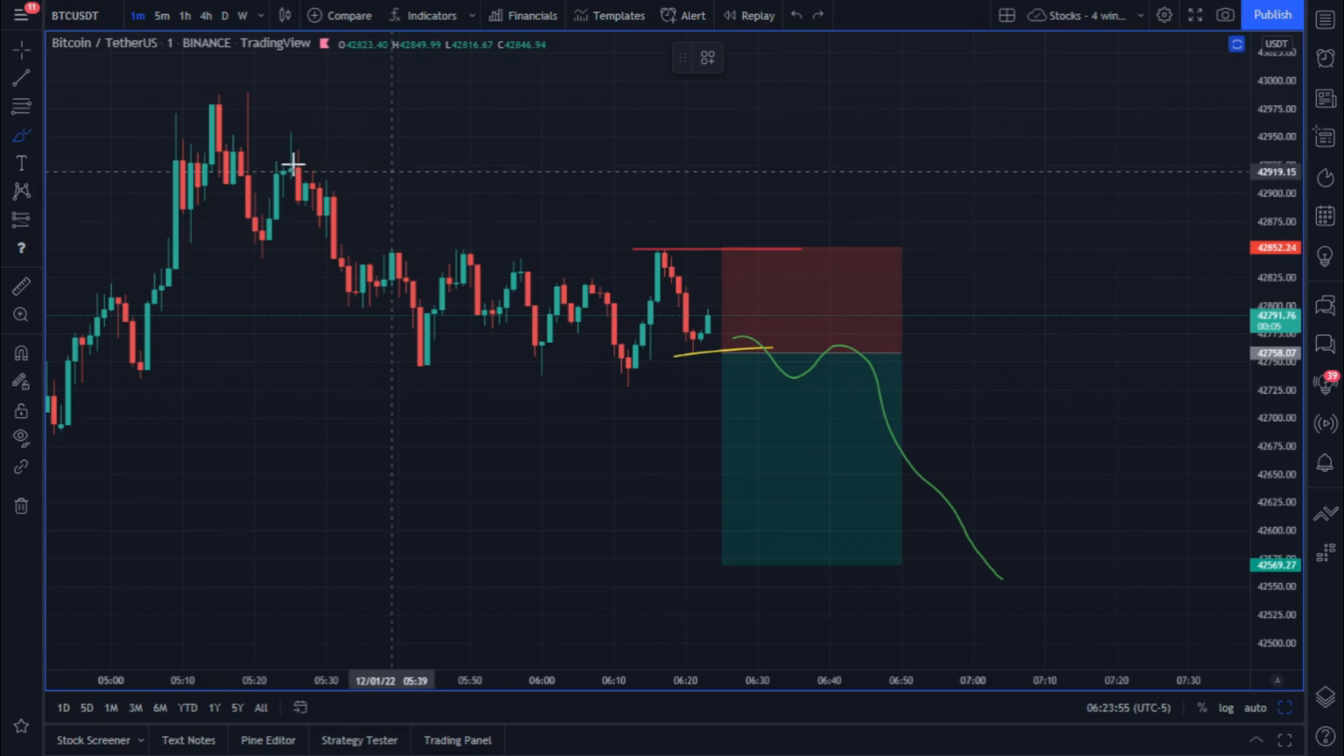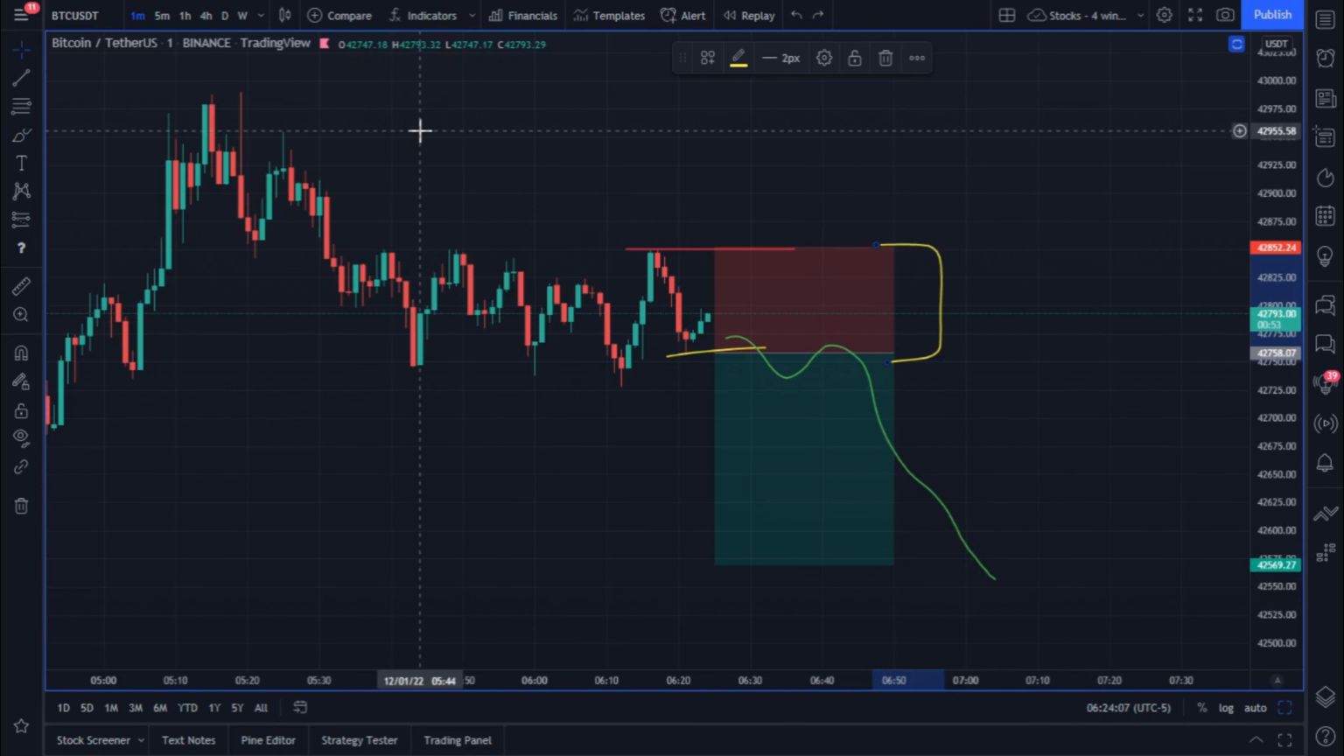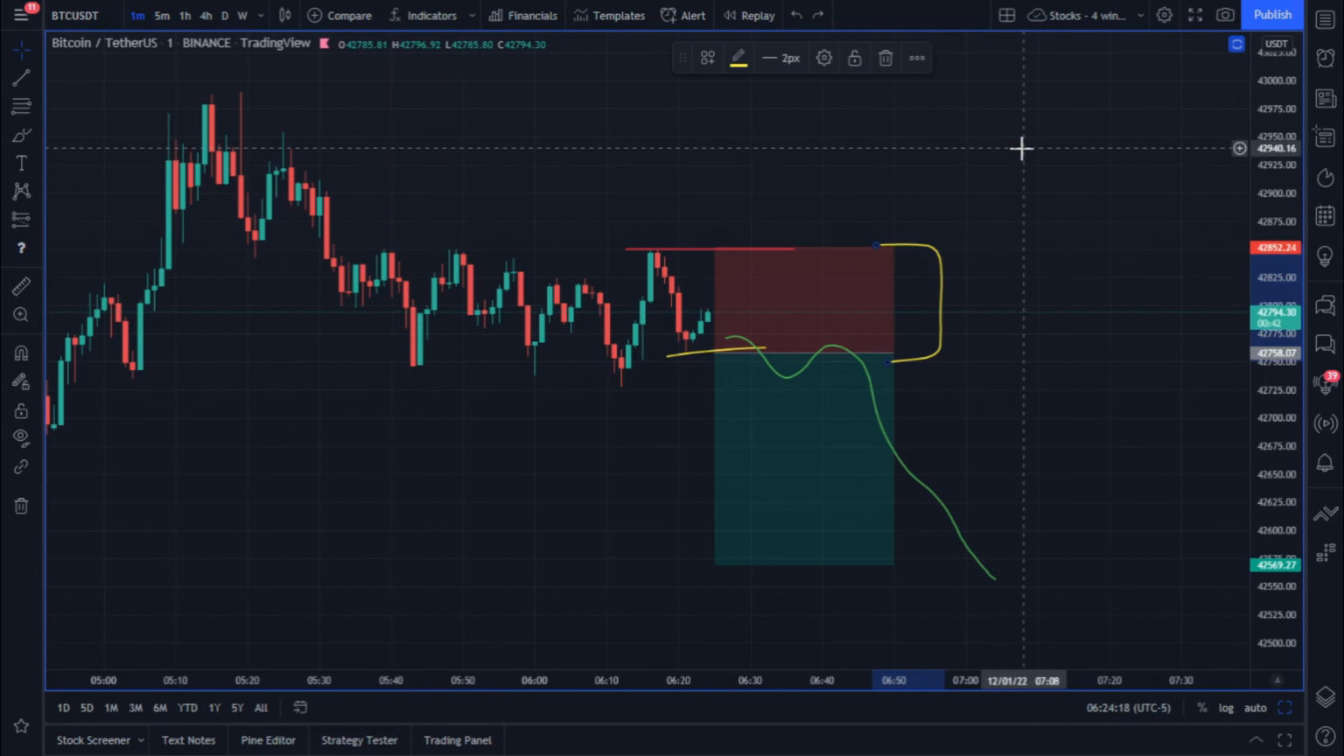Okay, so we were like, I'm prepared to make this trade. This is my gap, where I'm prepared to risk $50 to make the $100 down here. All right, let's enter some numbers. So let's change 50 short, that's fine. Entry price. What's it at now?